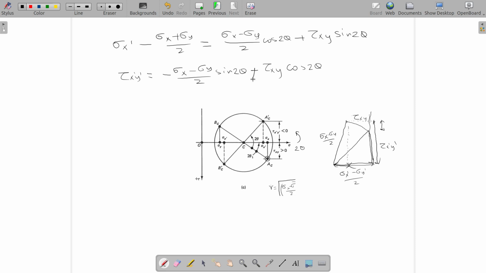So these are the derived equations which you obtain from the graphical representation of the state of stress and the stress components you obtain by rotating the coordinate system. So now you can solve the problem I gave you in the last class. You see three methods.